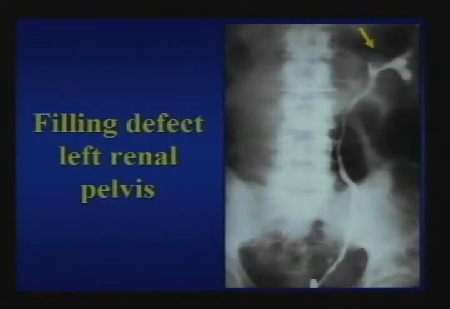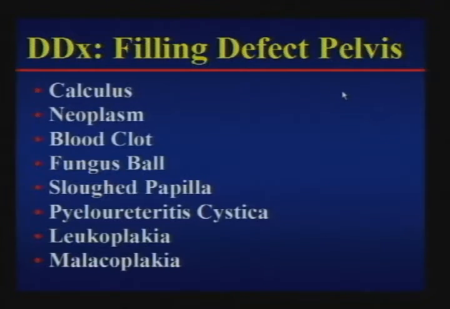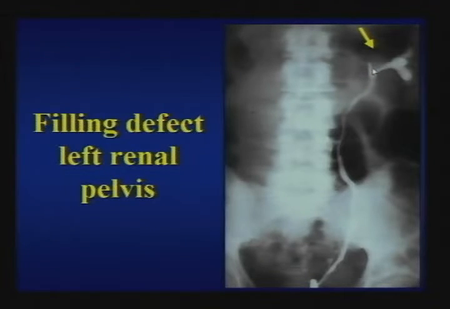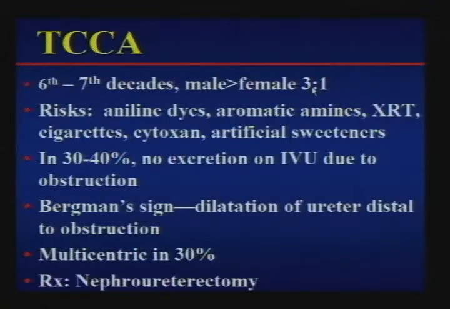Okay, so first case here. We've got a retrograde pyelogram. And what you should have noticed is a filling defect up here in the renal pelvis. And that differential is crossing your mind very quickly, and you're thinking, calculus, neoplasm, blood clot, fungus ball, etc. And when we go back, we look at this irregular morphology here, this irregular luminal filling defect, and we realize, of course, that it's a transitional cell carcinoma. And all of this information is in your handout.